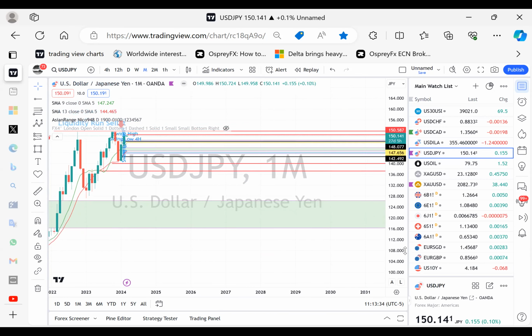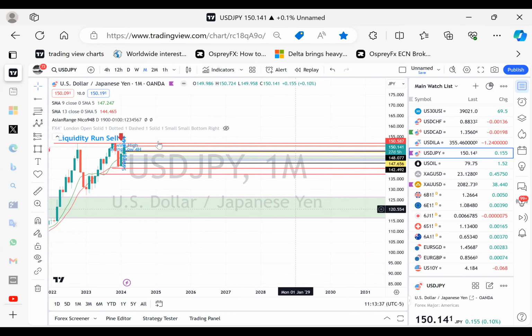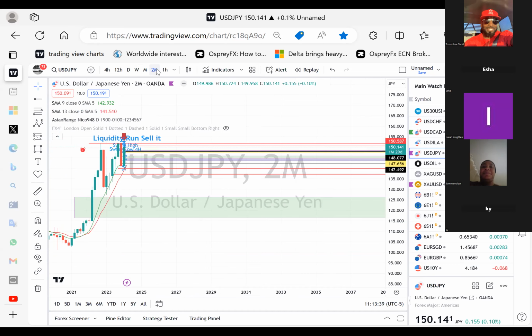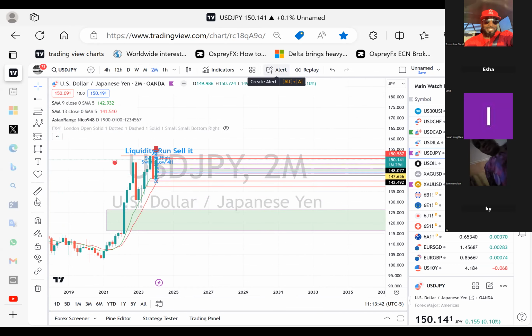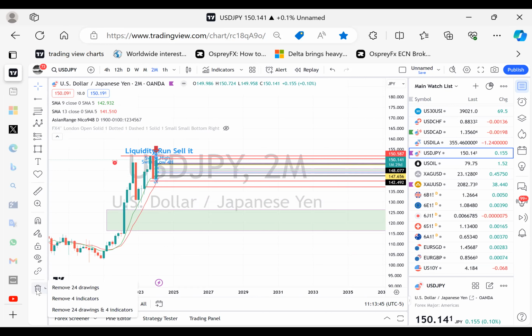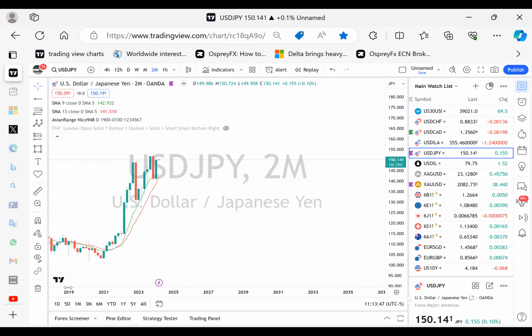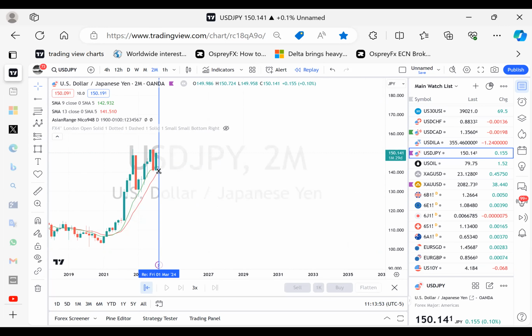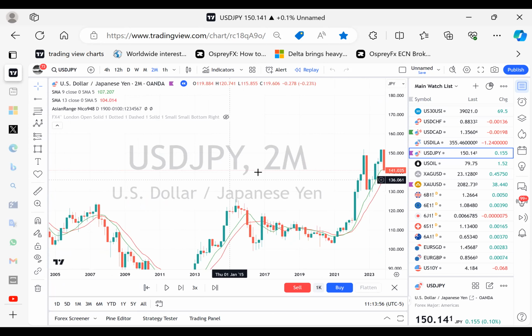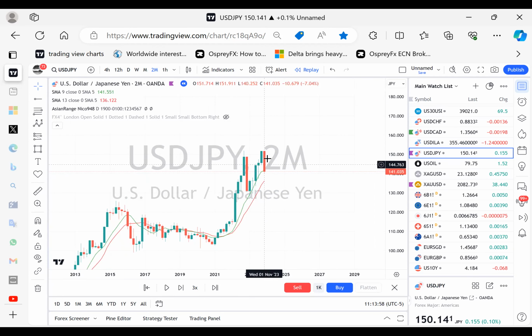I'm going to go back. At the end of the year, we had a bearish order block, right? I know this is the 2-month chart. I don't care what time frame it's on, whether it's the 2-month, whether it's a 1-month. In this particular case, this is the 2-month chart, right?